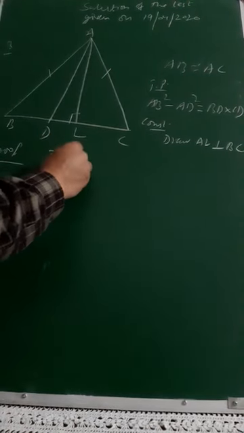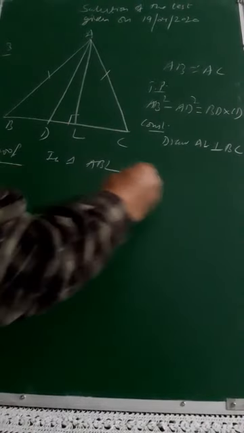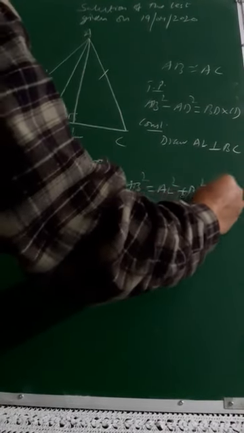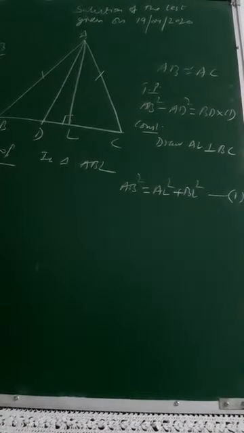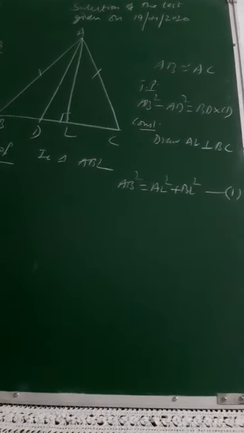So in triangle ABL, because my focus is here AB square, if I apply Pythagoras, what happens? AB square is equal to AL square plus BL square, and give it number 1.